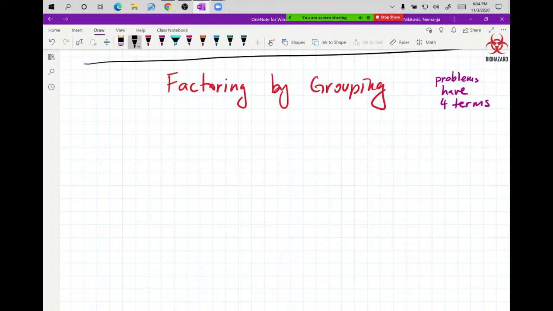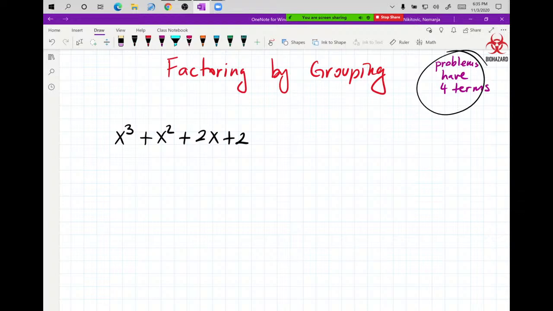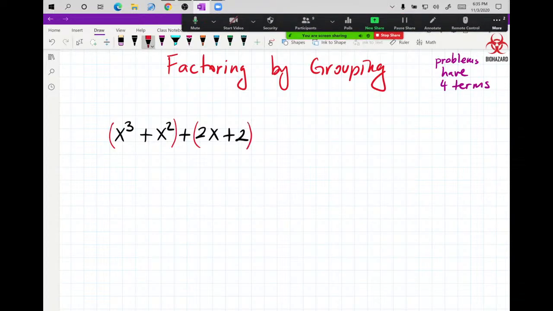So let's start with probably the simplest example in the galaxy, which is x cubed plus x squared plus 2x plus 2. Remember what this purple thing said. 4 terms. 1, 2, 3, 4. 4 terms. Awesome. Let's go. Factoring by grouping. I'm going to group the first 2 and the second 2 terms.